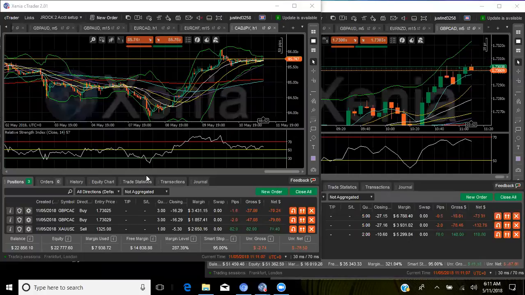Anybody know what gold's doing? My screen shut off again. You know I'm kidding, right? I know what gold's doing. Gold's right there, 120 and 72.